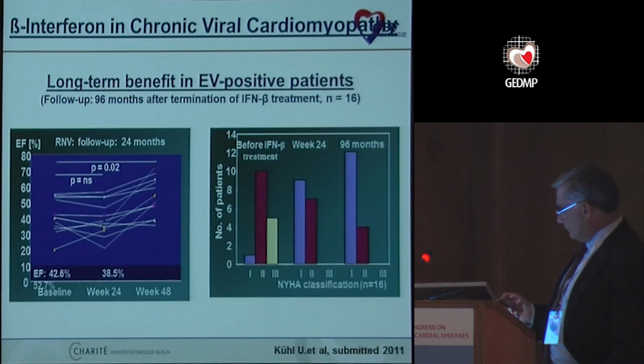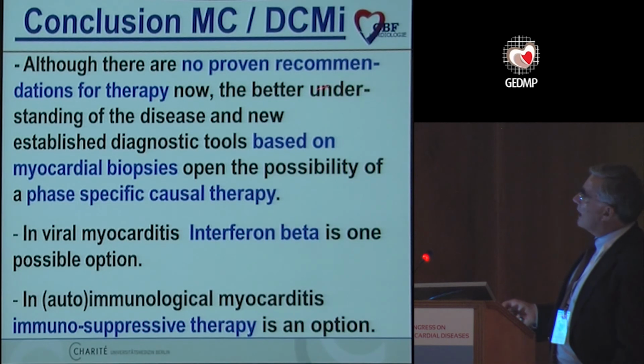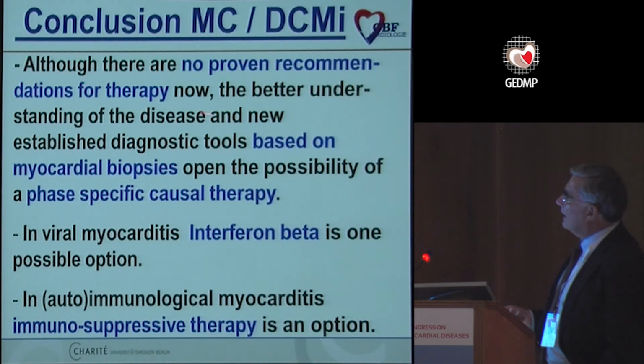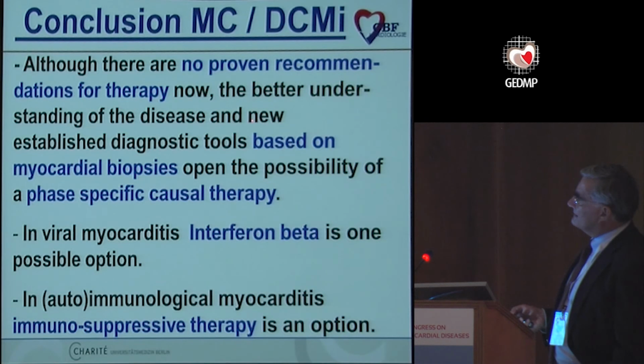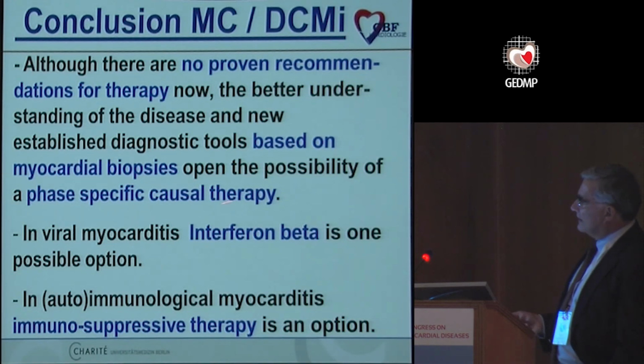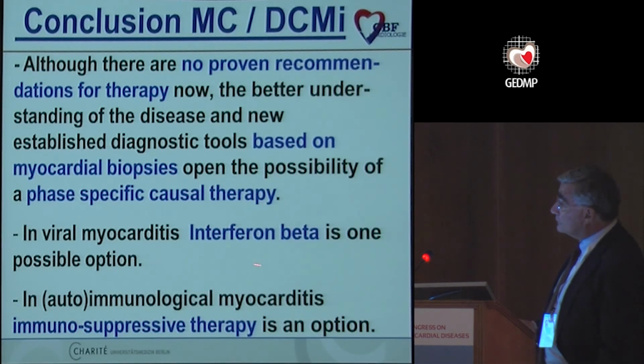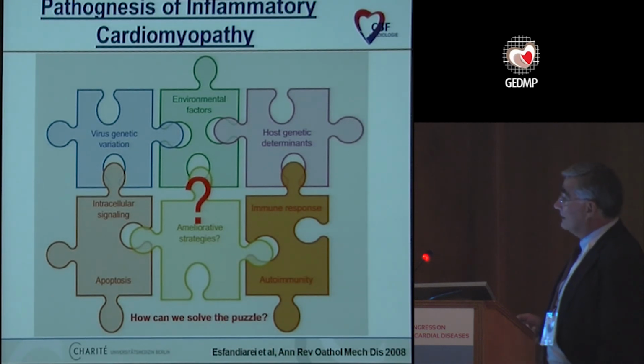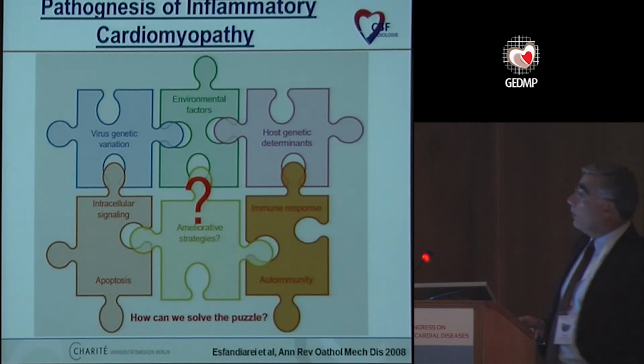Summing up, I would like to say that although there are no proven recommendations for therapy now, the better understanding of the disease and the newly established diagnostic tools based on myocardial biopsies open the possibility of a phase-specific causal therapy. In viral myocarditis, I think interferon beta is a very good possibility, and in autoimmunological myocarditis, immunosuppressive therapy after exclusion of viral persistence is very good. Nevertheless, I would like to end with this paper. I think there are a lot of questions still open.